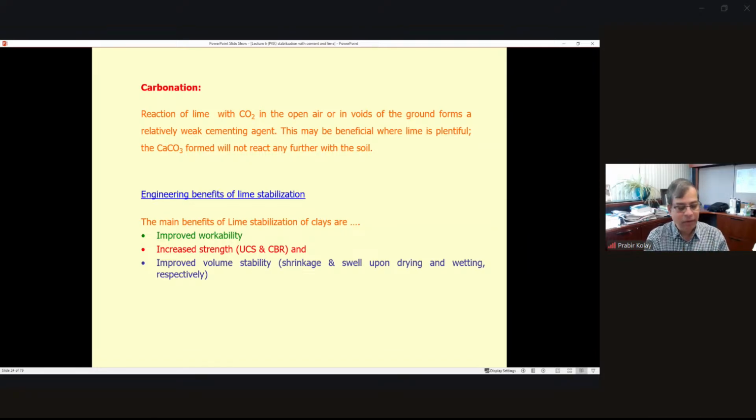The benefits are exactly the same as for cement: improved workability, increased strength, the unconfined compressive strength UCS value or California bearing ratio test value, and improved volume stability, the shrinkage and swelling behavior, drying and wetting behavior respectively. So basically, it's very basic for all stabilizers.